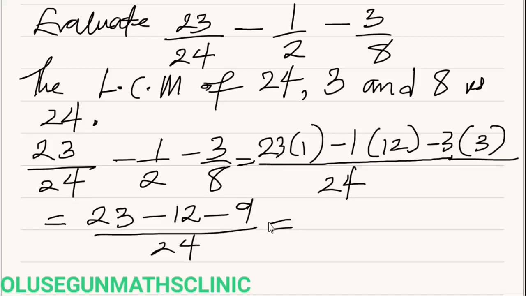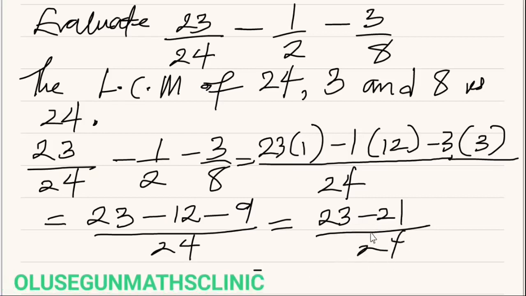So by the time you subtract, 23 minus 21 over 24, the final answer will be 2 over 24, which is equal to 1 over 12. So the final answer for that example is 1 over 12. If you are able to follow this procedure, you will surely get the correct answer.